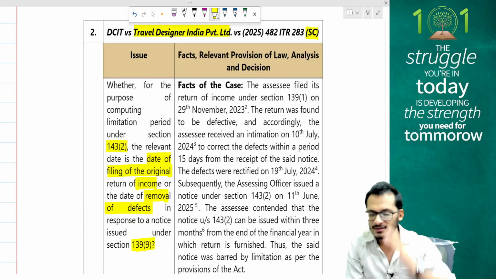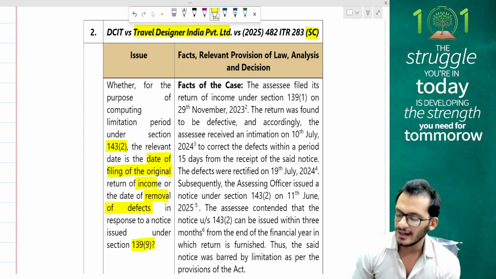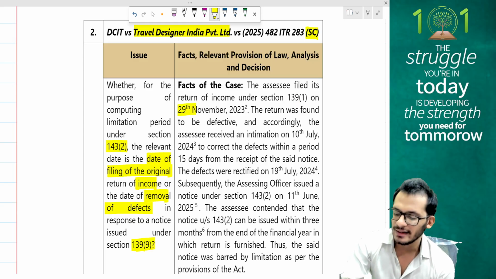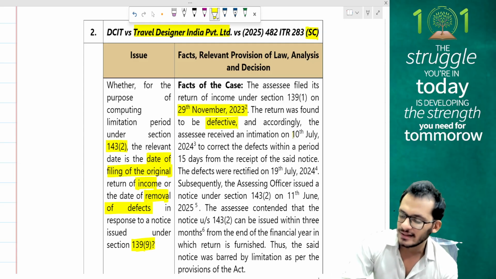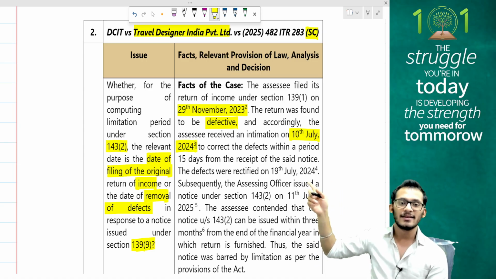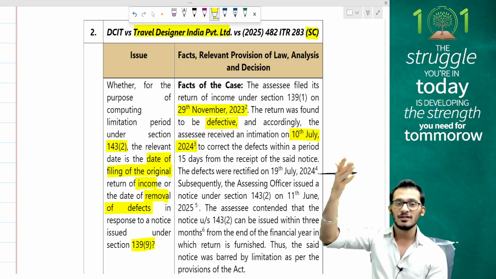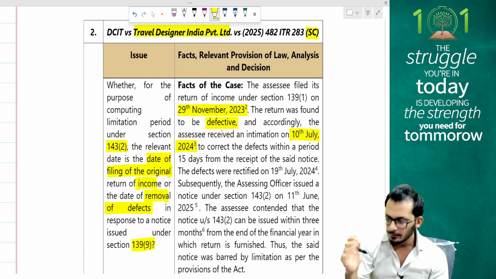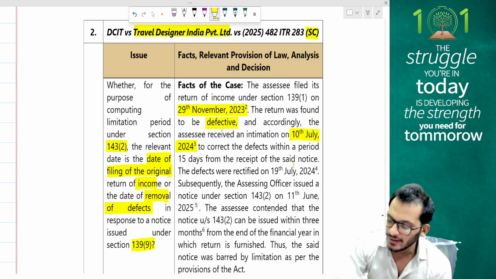Background clear? Let's read the facts. The assessee filed his return of income under section 139(1) on 29 November 2023. The return of income was found to be defective, and accordingly the assessee received an intimation on 10th July 2024. Notice carefully: the person received the defective notice only on 10th July 24, whereas he should have received it on 30th June 2024, to correct the defects within a period of 15 days from the receipt of such notice. The defects were rectified on 19 July 24.